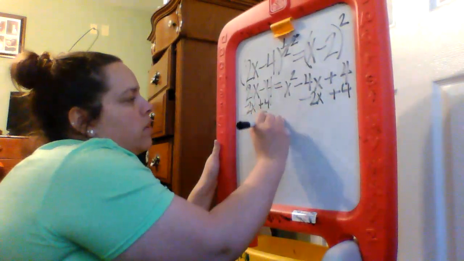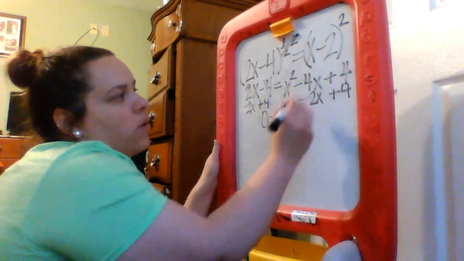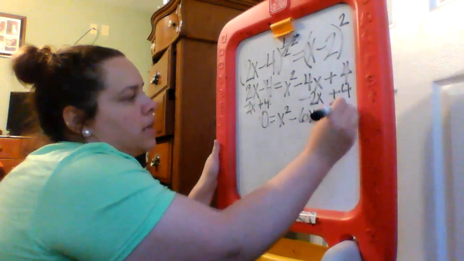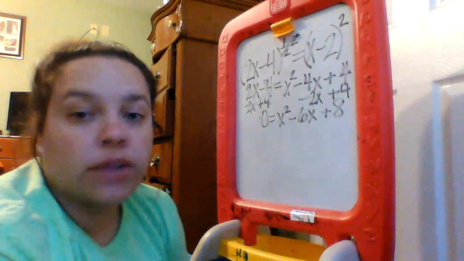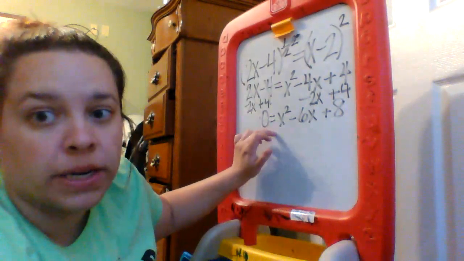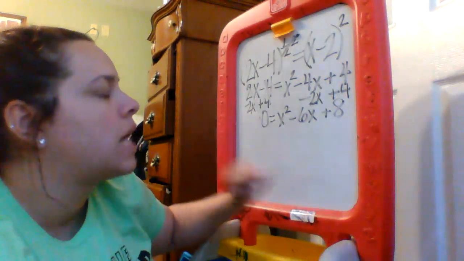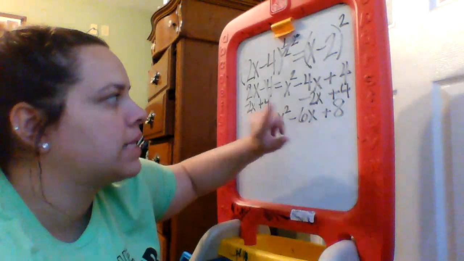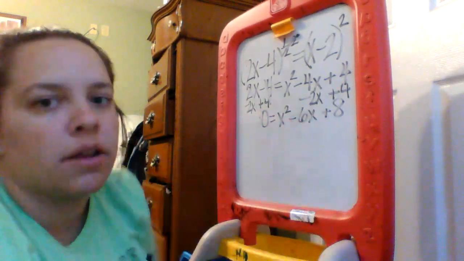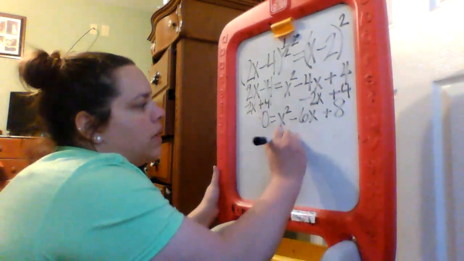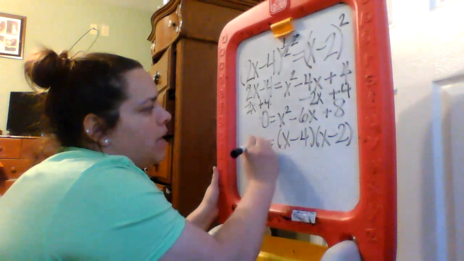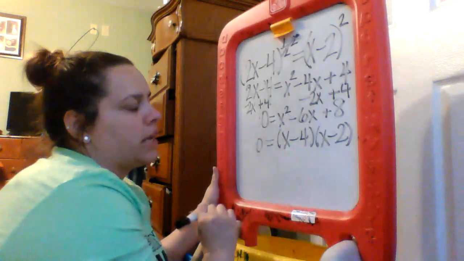So that'll be 0 equals x squared, negative 4 minus 2, that's negative 6x, 4 plus 4, that's 8. Now I get to factor it. Good thing for us though, it's easy factoring. So I'm looking for two numbers that multiply to 8 but add to negative 6, and they're the same sign, both negative. Negative 4 and negative 2. Negative 4 times negative 2 is positive 8. Negative 4 plus negative 2 is negative 6.